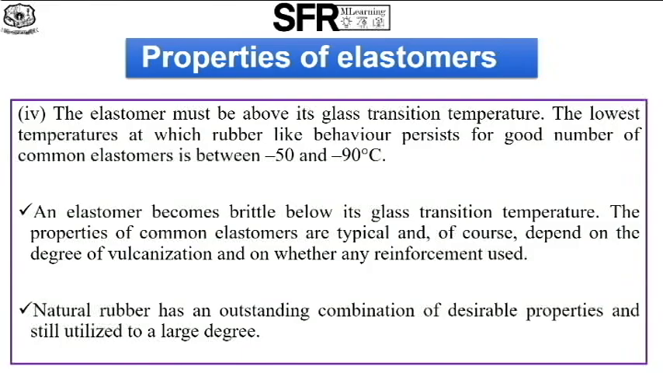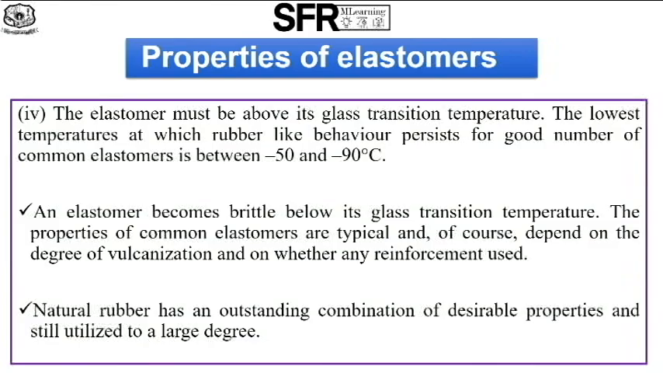The elastomers must be above their glass transition temperature. The lowest temperature at which rubber-like behavior persists for a good number of common elastomers is between -50 and -90 degrees Celsius. An elastomer becomes brittle below its glass transition temperature.